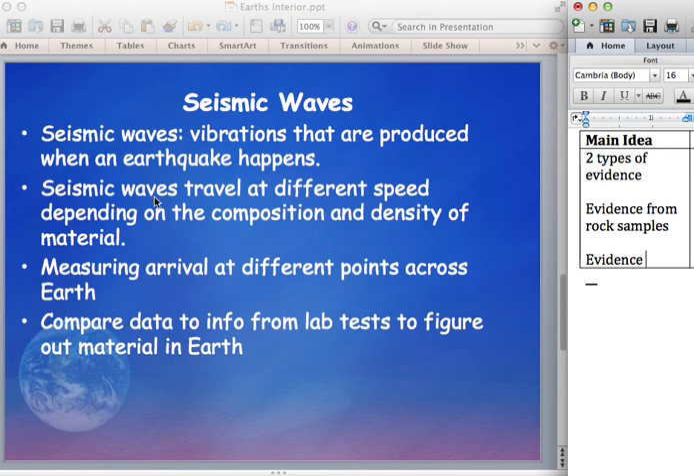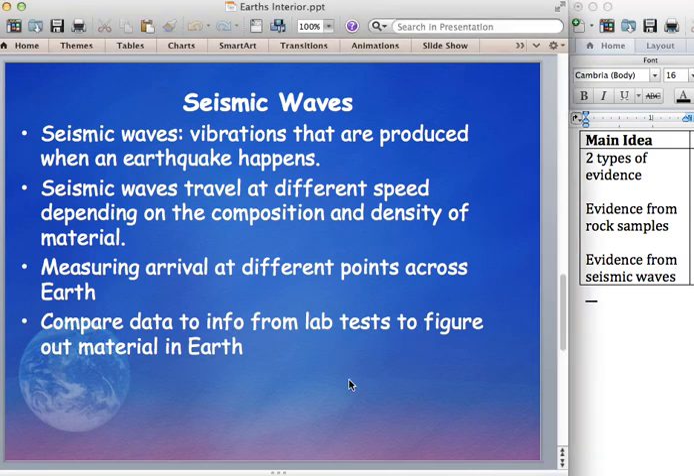They travel not only along the Earth's surface, but down straight through the Earth, right? So towards the other side. And it turns out that they travel at different speeds depending on what the material they're traveling through is. So if they go from one type of rock to another, they change speeds and they actually bend a little bit. And so by measuring the arrival of seismic waves at different points around the Earth, we can compare that data to tests from a lab to figure out what the inside of the Earth is like.